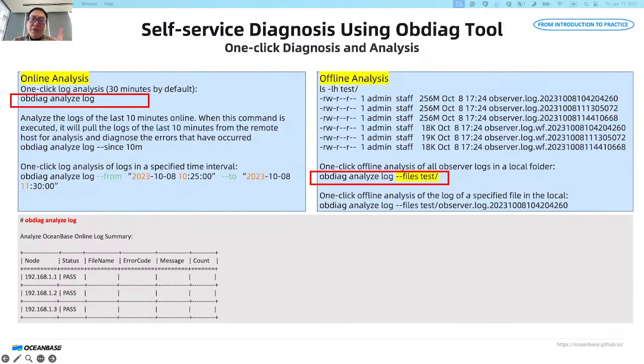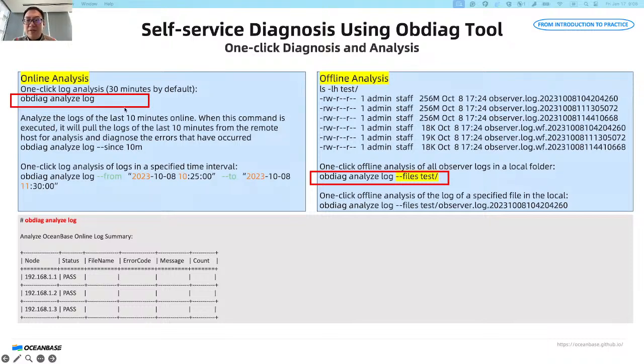Next, we will introduce the second function, one-click diagnosis and analysis. This function is divided into two types. One is online analysis, and the other is offline analysis. Online means that obdiag has connected to the OceanBase cluster, while offline means that it's not connected to the OceanBase cluster.